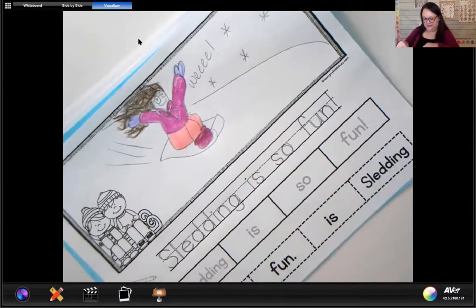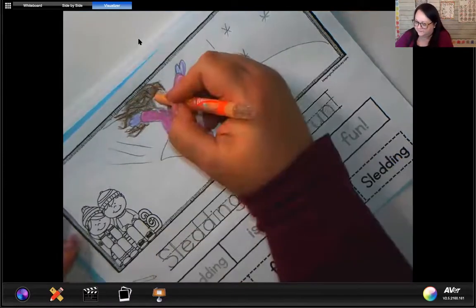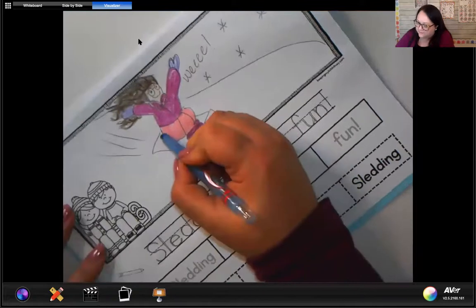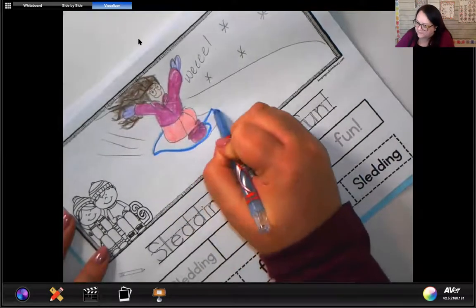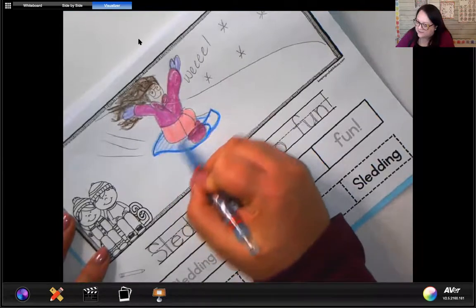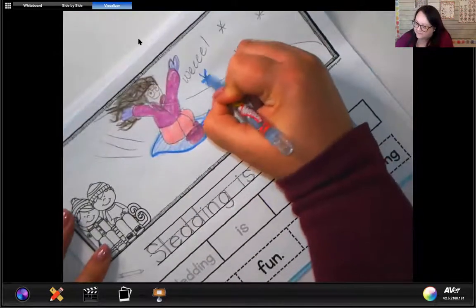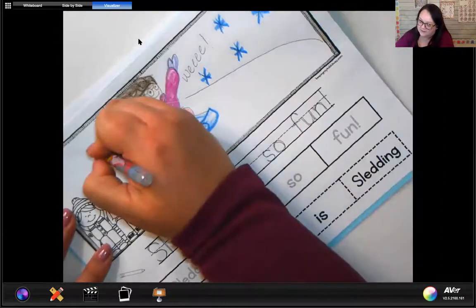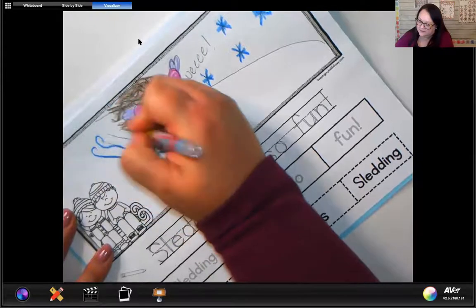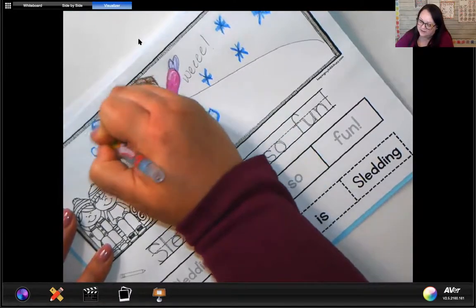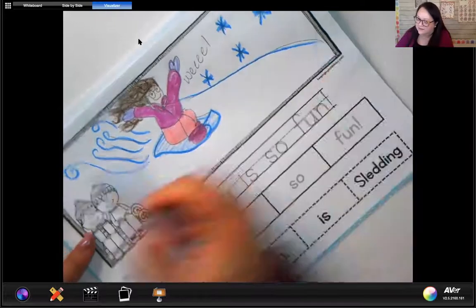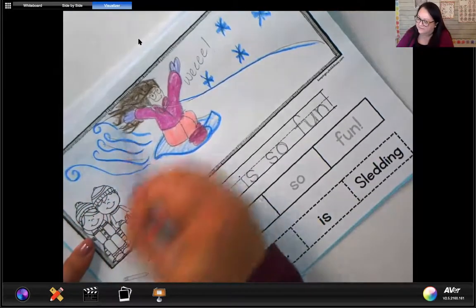And pour my slime. And then I gotta color my sled. I think I'm gonna make the sled blue. Front of my sled, so I'll put my setting on. And then I'm gonna make my snowflakes. And I'm gonna make the air behind, like it's really going fast. Whee! And then drop it down. And then let's color in.